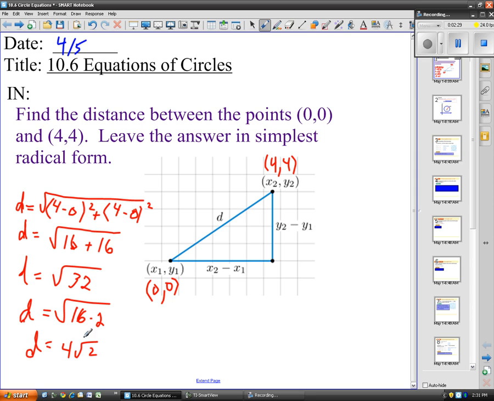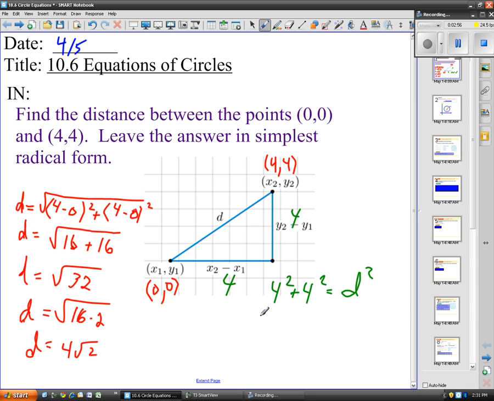I could have done this with the Pythagorean theorem. I would just have to know the length of the x side and the y side, and you'll basically be doing the same thing. If you notice, going from 0 in x over to 4 in x, that side is 4. This side, changing in y from 0 to 4, is also 4.